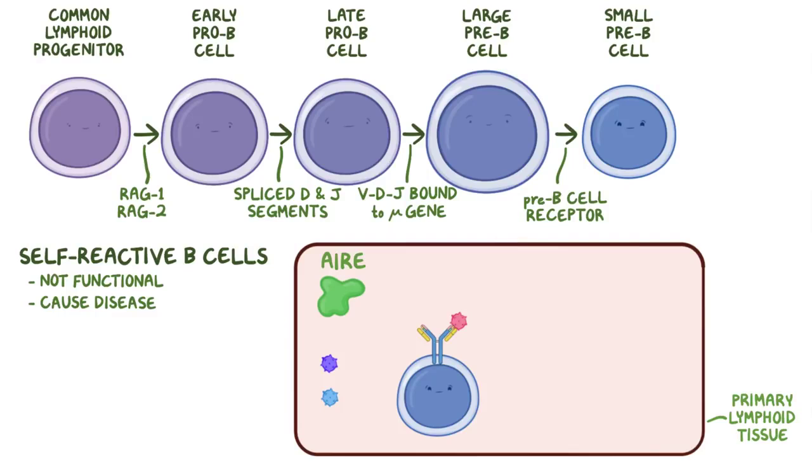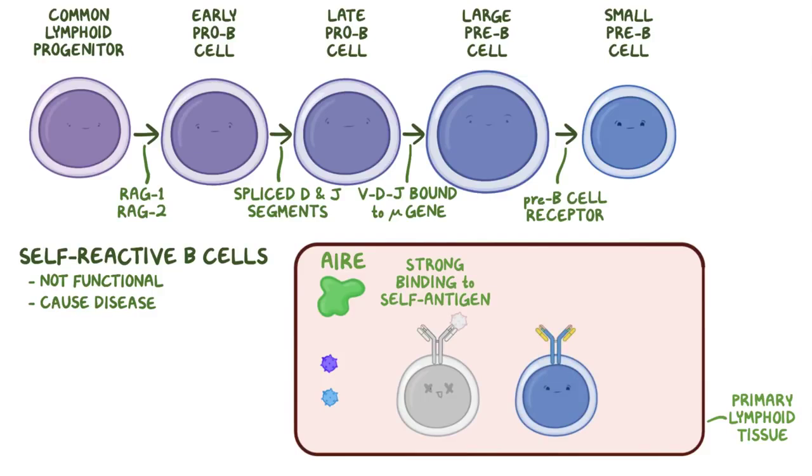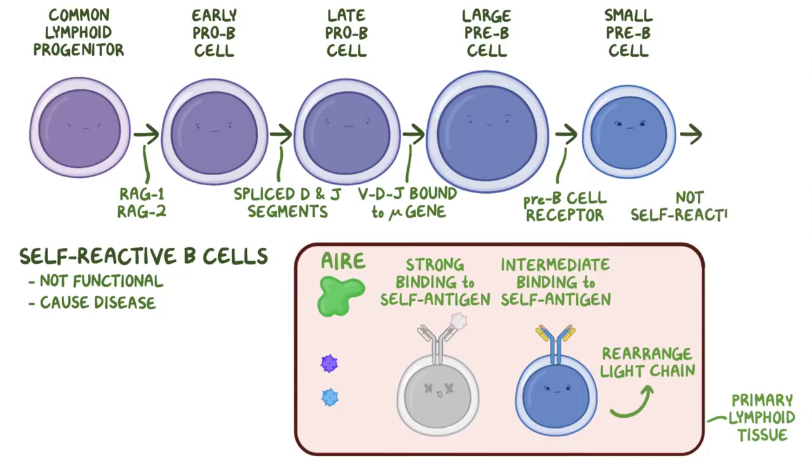So that allows the body to test out these newly formed B cell receptors in a safe environment. If a small pre-B cell binds strongly to a self-antigen, then it dies swiftly and silently by apoptosis. Whereas if a small pre-B cell binds with only intermediate strength to the self-antigen, then the small pre-B cell will try to rearrange its light chain in the hopes that it'll reduce the strength of its binding to a self-antigen. Only small pre-B cells that don't recognize self-antigens at all develop into immature B cells.